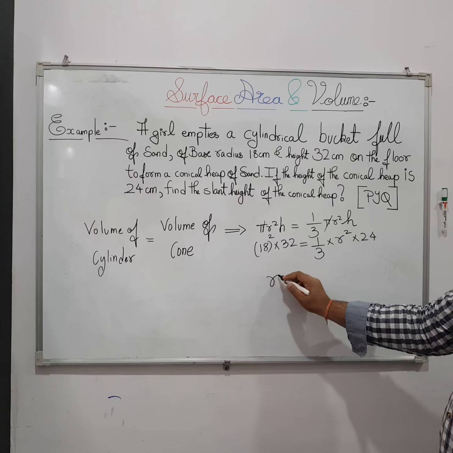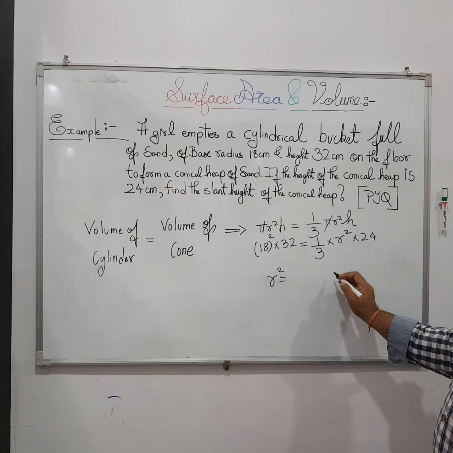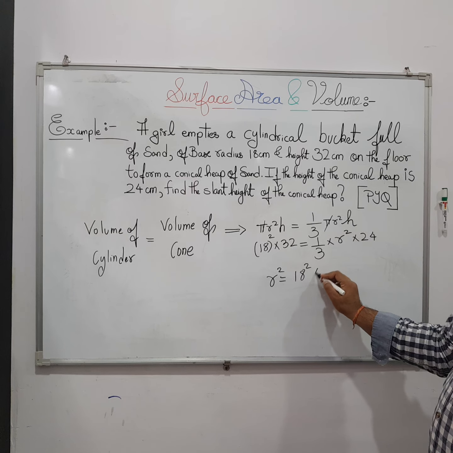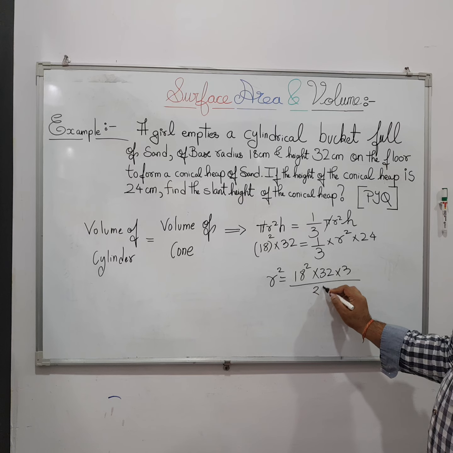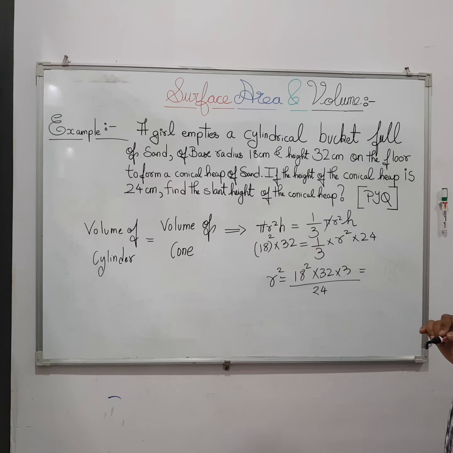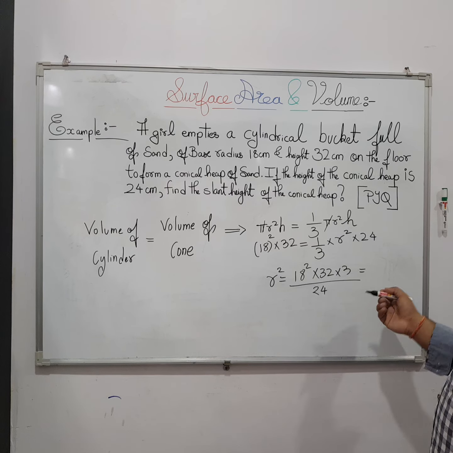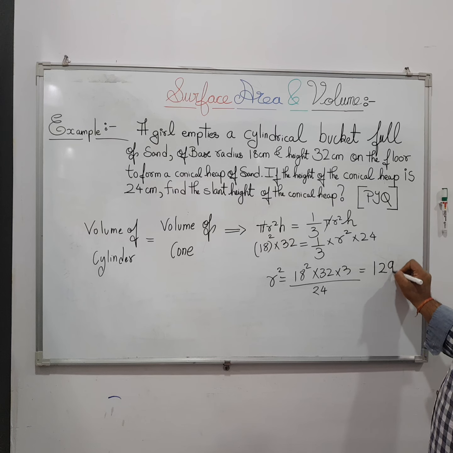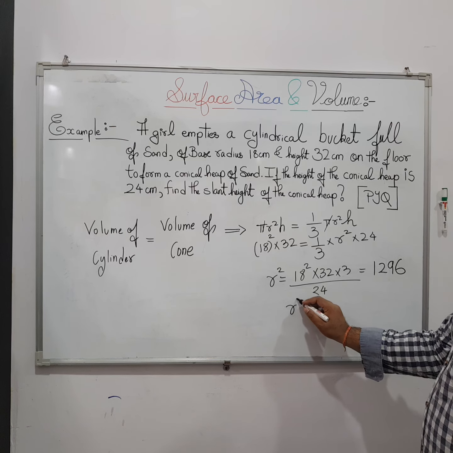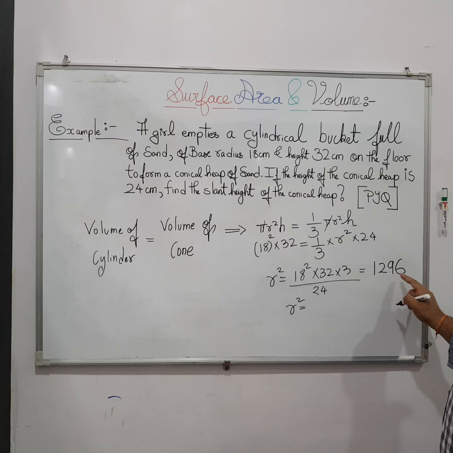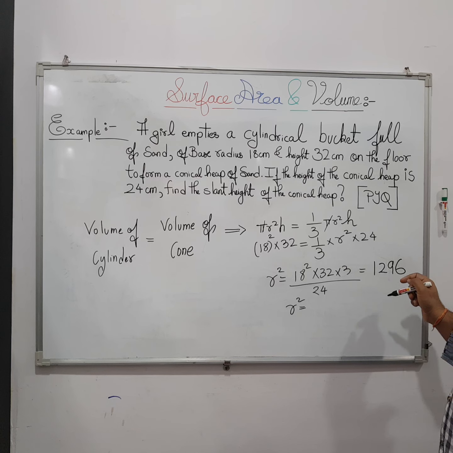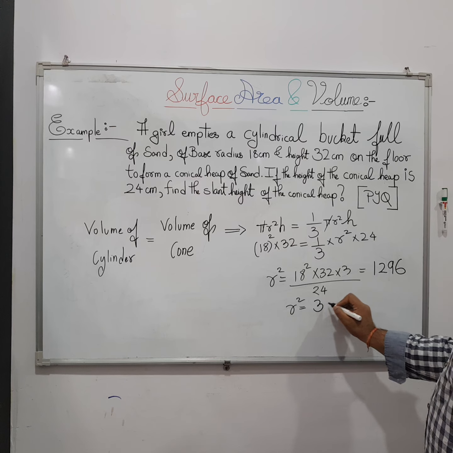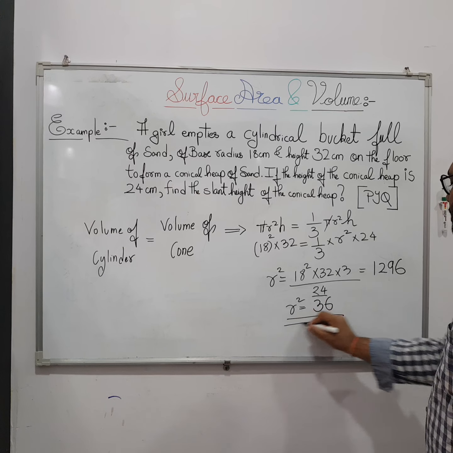So as you can see over here, we'll continue with our calculations. We'll get something like r square is equal to 18 square into 32 into 3 divided by 24, okay. Yeah, I know it's a big calculation. Once you do this, you will get around 1296. So over here, this is r square, okay. r square is 1296, which means r will be nothing but under root of 1296, which is nothing but 36 centimeters, okay.